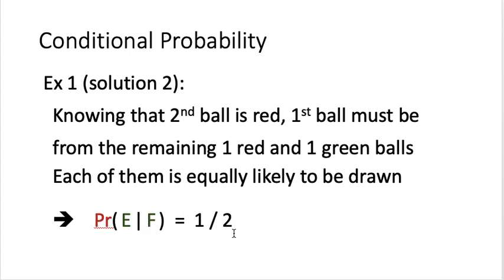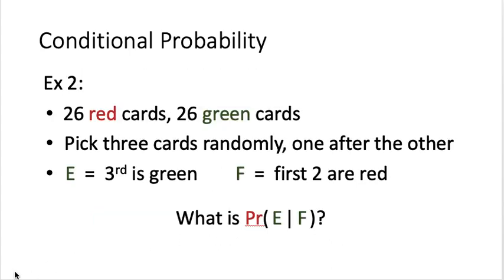Simple, right? If you are okay with this, then let's go to a more complicated problem. Suppose that we have 26 red cards and 26 green cards. We are picking 3 cards randomly, one after the other. We now have two events E and F defined as follows. E is the event that the third card is green, and F is the event that the first two are red. So what is the probability that E will happen given that F must occur already?